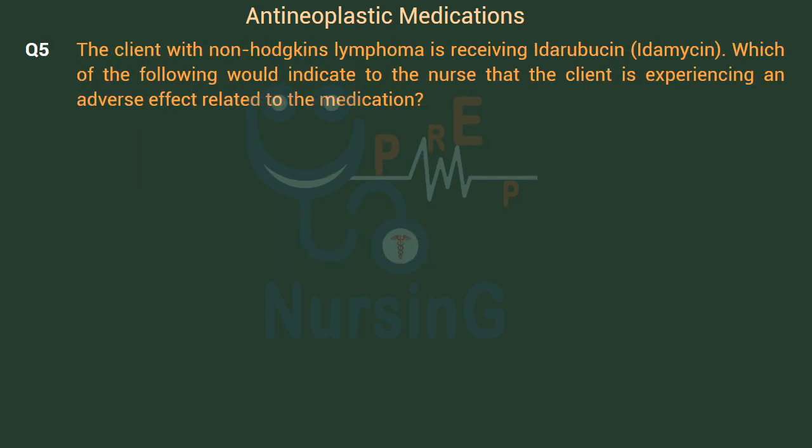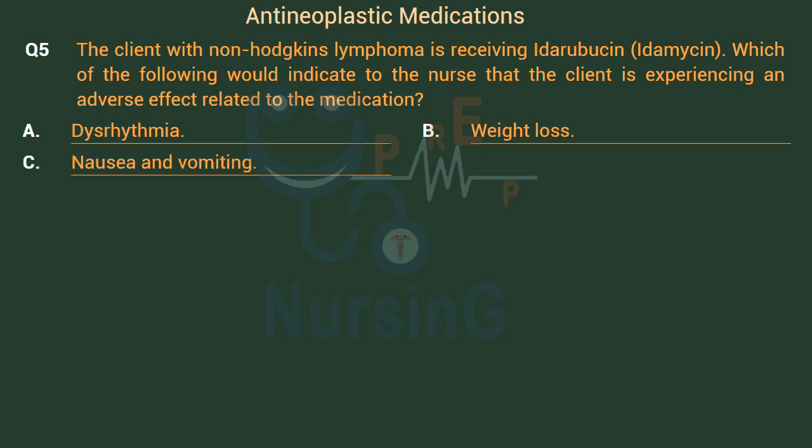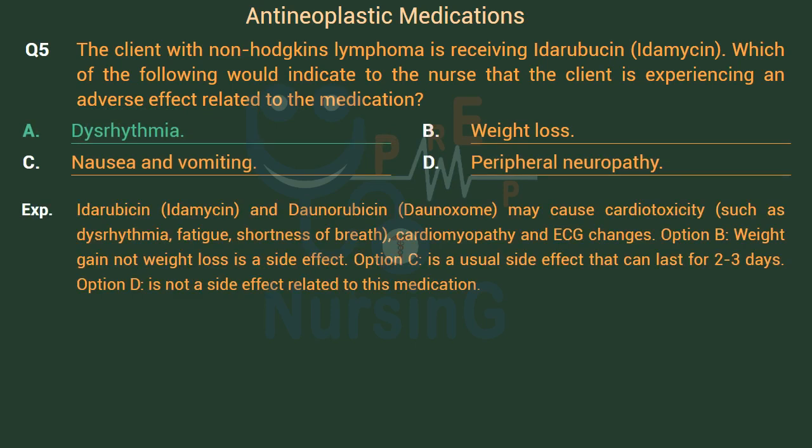The client with non-Hodgkin's lymphoma is receiving Idarubicin. Which of the following would indicate to the nurse that the client is experiencing an adverse effect related to the medication? Option A, dysrhythmia. Option B, weight loss. Option C, nausea and vomiting. Option D, peripheral neuropathy. Right answer is option A, dysrhythmia.